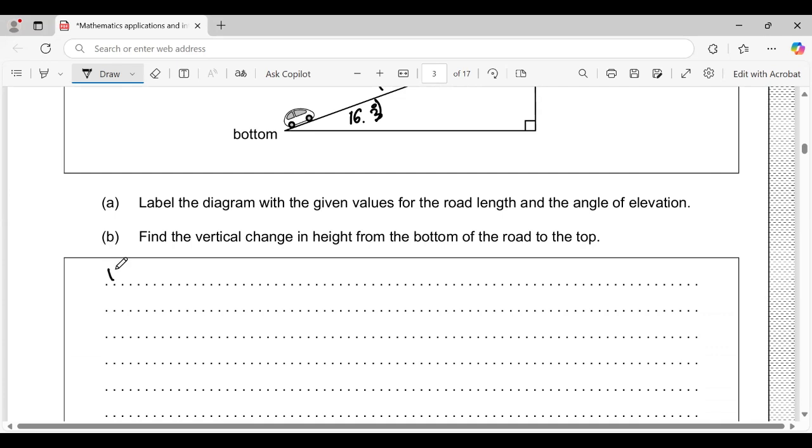Find the vertical change in height from the bottom of the road to the top. So the vertical change equals 161 times sine 16.3 degrees. You calculate, the result is 45.187, or 45.2 meters. Next question.